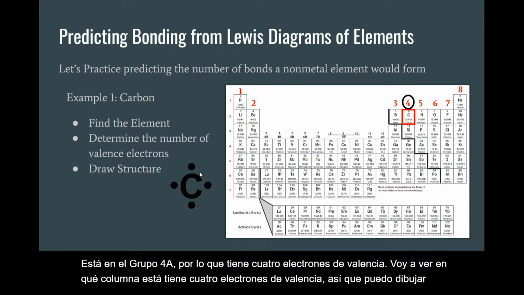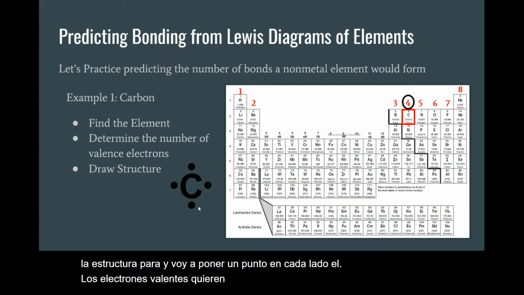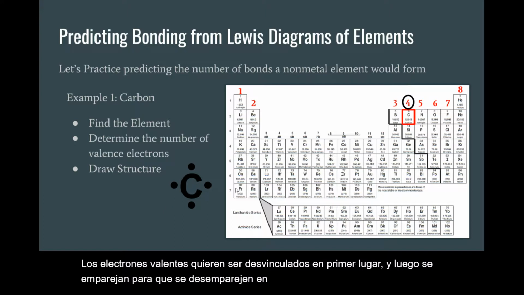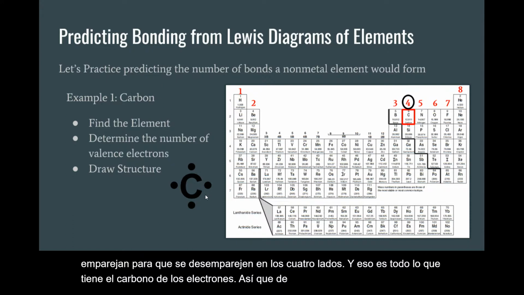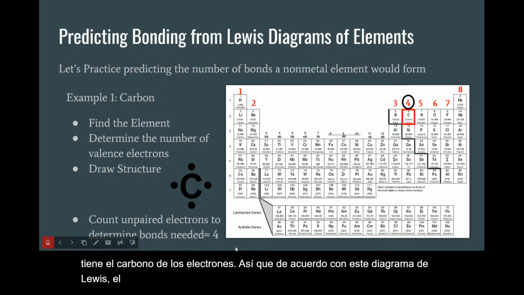And I'm going to put a dot on each side. The valence electrons want to be unpaired first, and then they pair up. So they'll unpair on all 4 sides, and that's all the electrons carbon has. So according to this Lewis diagram, carbon would need to make 4 bonds because it has 4 unpaired electrons.